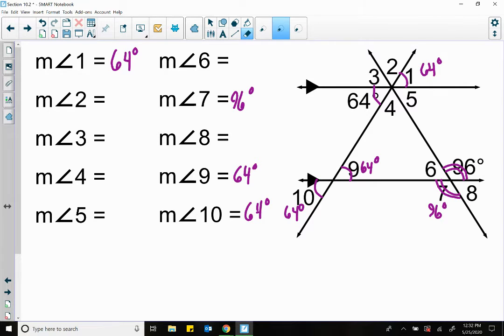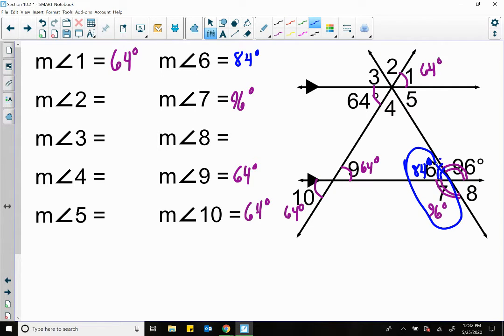So 180 minus 96 lets us know that angle 6 is 84 degrees, because these are a linear pair, or angles 6 and 7 are a linear pair. 84 degrees, because again, you had a linear pair right there. And then also 6 and 8, they're across from each other. These are vertical angles, so we know that angle 8 is 84 degrees.